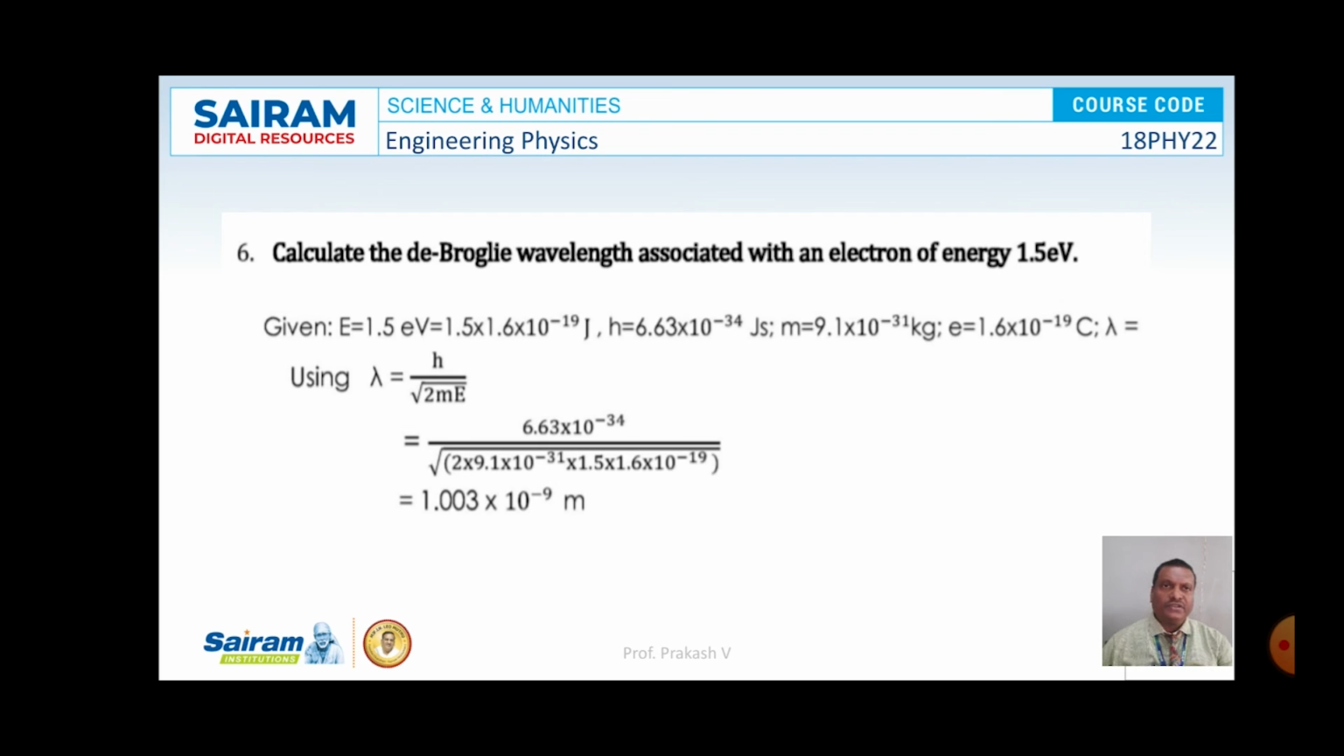On simplification, the value of lambda is 1.003 into 10 to the power minus 9 meter. So this is the solution for the given problem: the de Broglie wavelength associated with the electron with energy 1.5 electron volt is 1.003 into 10 to the power minus 9 meter.